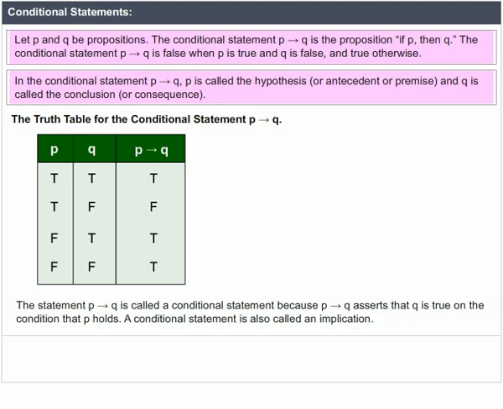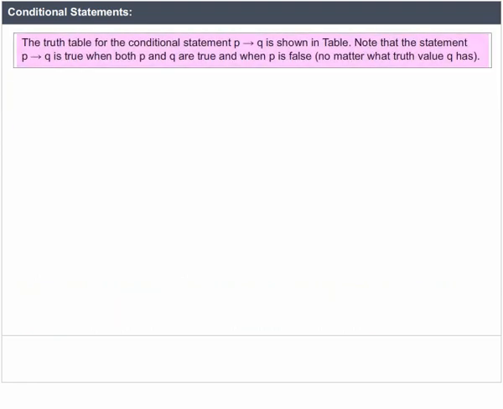The statement P implies Q is called a conditional statement because P implies Q asserts that Q is true on the condition that P holds. A conditional statement is also called an implication. The truth table for the conditional statement P implies Q is shown in the table. Note that the statement P implies Q is true when both P and Q are true, and when P is false, no matter what truth value Q has.